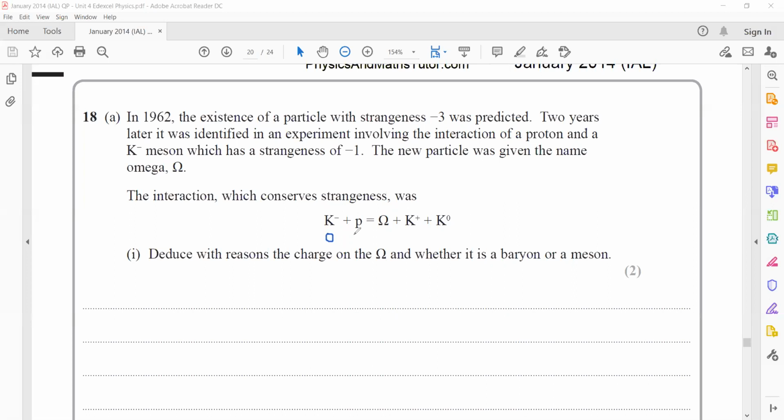Proton is a baryon, so its baryon number is +1. So this is meson 0, meson 0. To have the baryon number conserved, this should also have baryon number +1. If something has baryon number +1, it cannot be a meson, it is always a baryon. Is it clear? How we predict that this particle can be a baryon, not a meson?